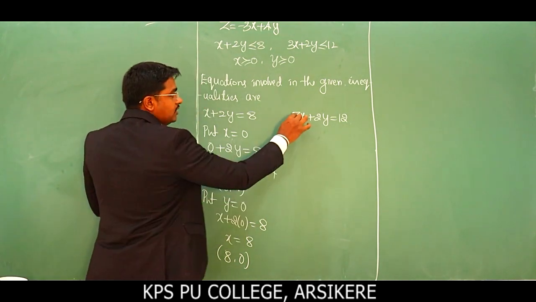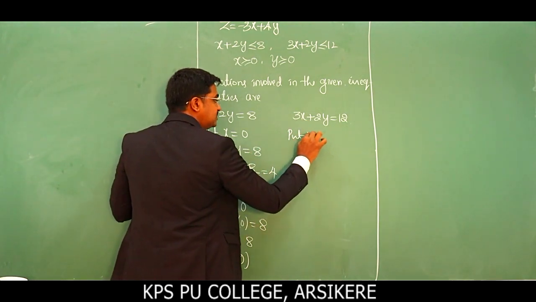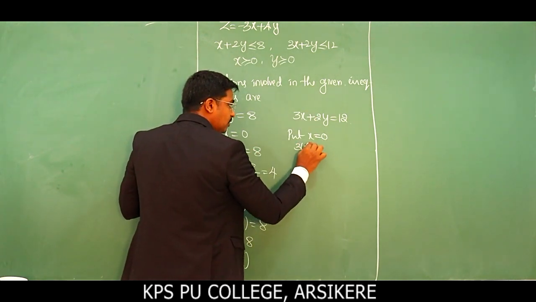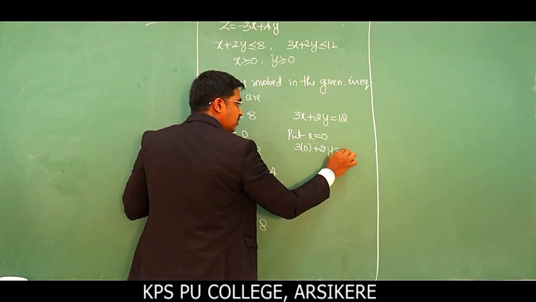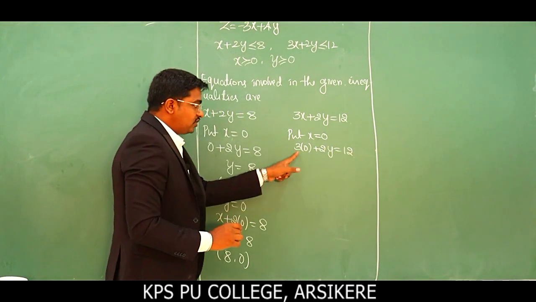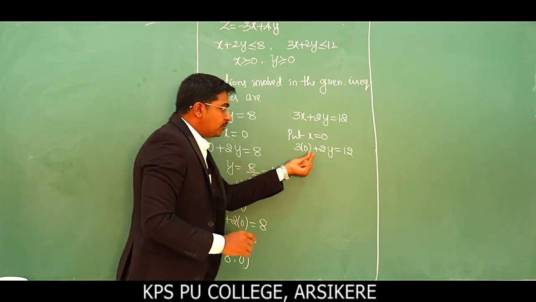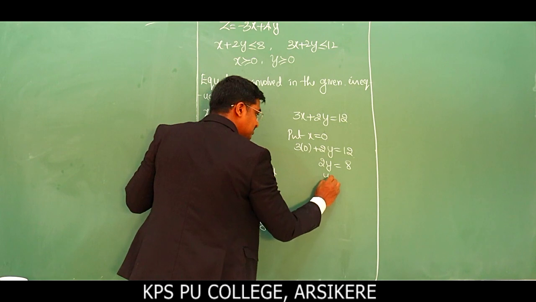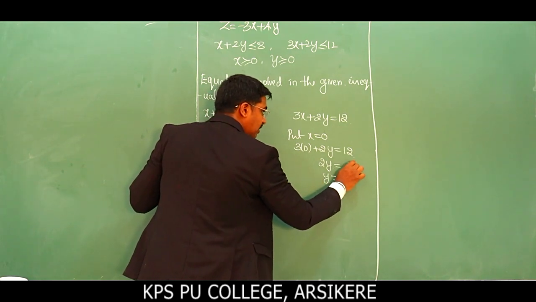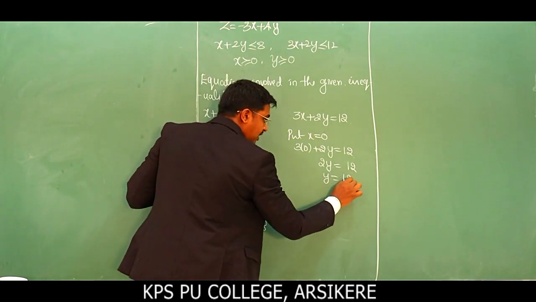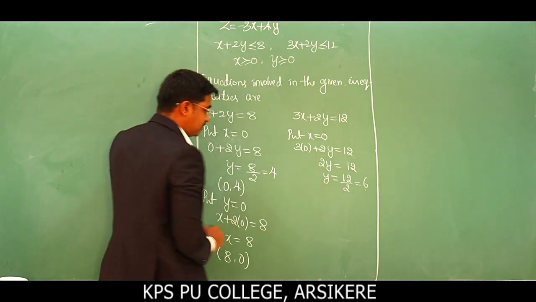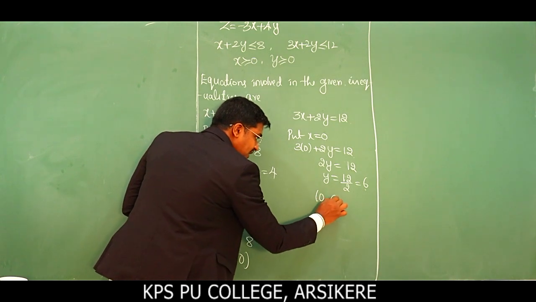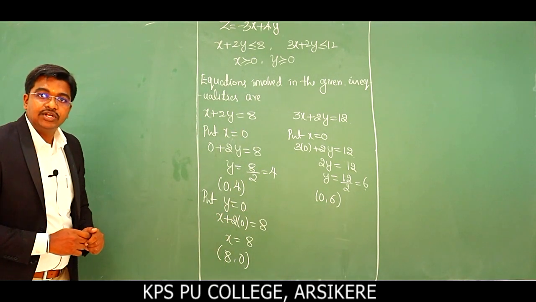For the second equation, put x is equal to 0. What do we obtain? 3 into 0 plus 2 into y is equal to 12. 3 into 0 is 0, so 2y is equal to 12, and y is equal to 12 divided by 2, which is 6. The corresponding point is x is 0 and y is 6, that is (0, 6).